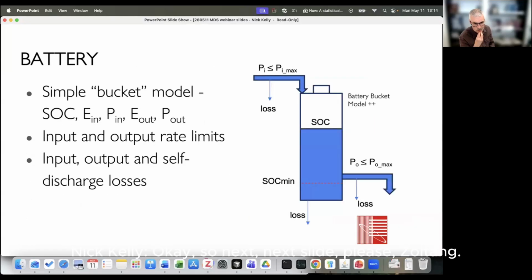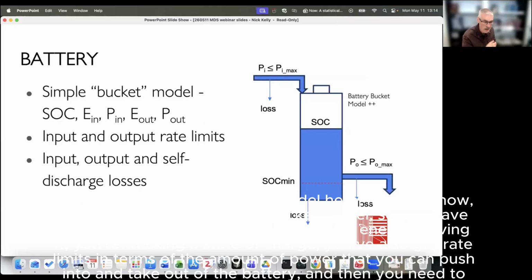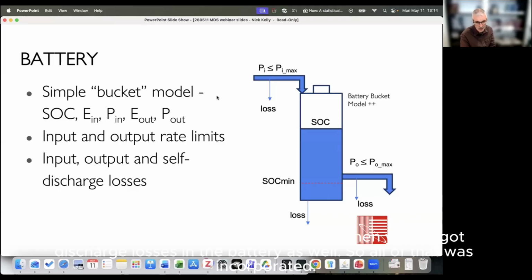Okay, so next slide, please, Zoltan. The battery in our model here, I'm being slightly flippant, it's a bucket model. So you have energy going into the battery, you have energy leaving it, you're tracking a state of charge. You've also got rate limits in terms of the amount of power that you can push into and take out of the battery, and then you need to account for losses. So there's conversion losses going into the battery, conversion losses going back out, and then you've got discharge losses in the battery as well. So all of that was incorporated in this model. Next slide, please.